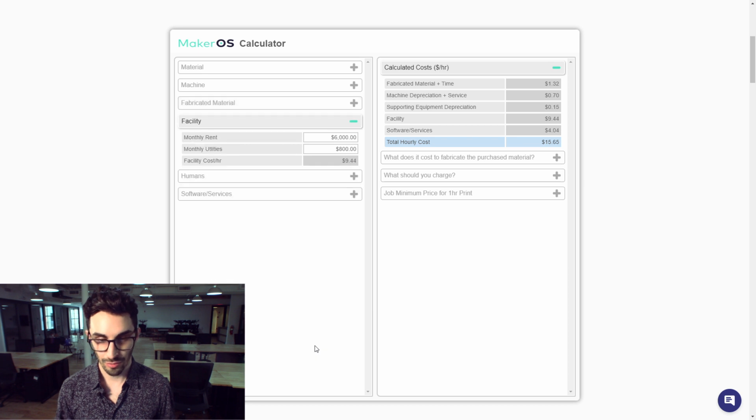Next, what's really important, and a lot of these next three factors are things that I see way too often small and large shops completely forget about entering these values into their costing model and ultimately how they should price for SLA. So let's look at monthly rent.